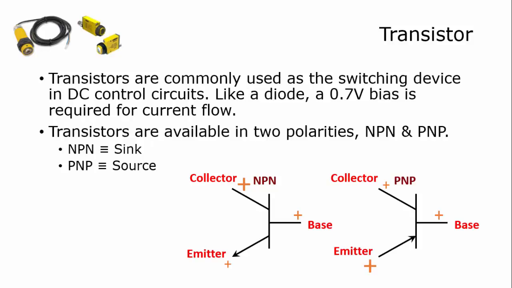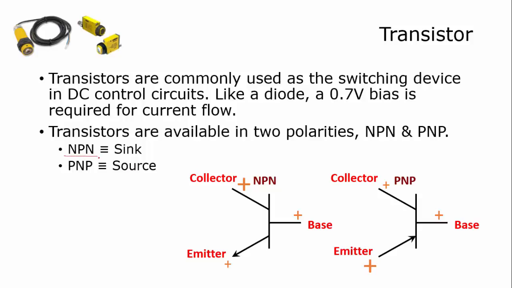There's also this device called a transistor. Transistors are also used as switching devices in DC control circuits. They're very similar to a diode. In fact, internally they're very similar to two diodes wired together. Like a diode, it requires a 0.7 volt bias on the different elements of a transistor to allow current to flow. So when I look at a transistor, there are two polarities.